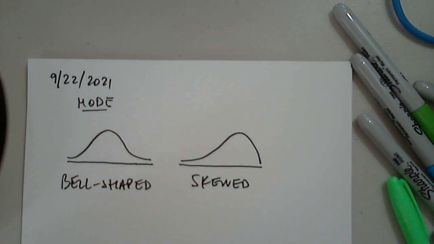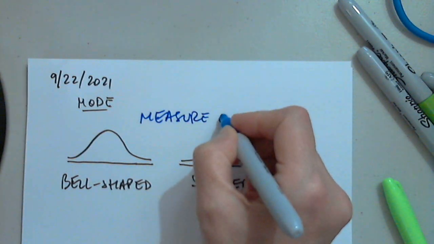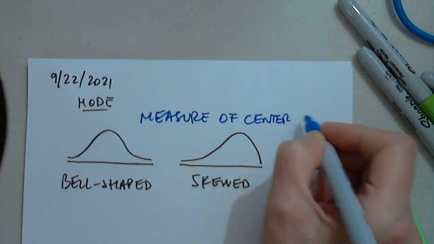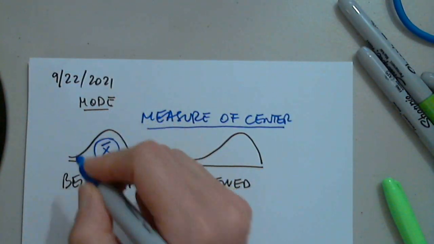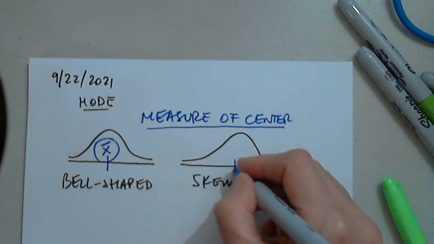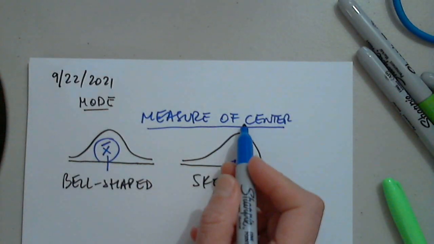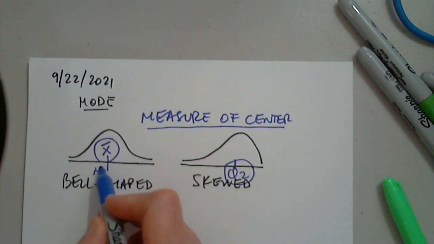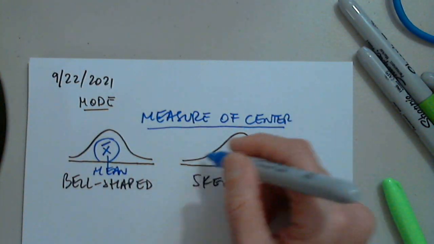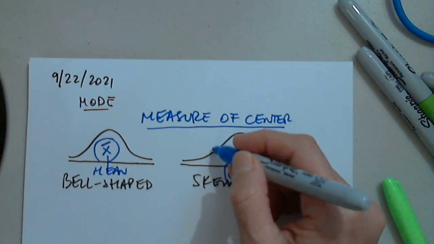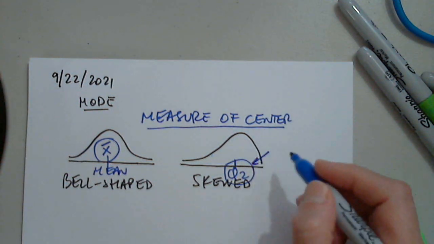Okay. For the measure of the center, here we will use the mean. Here we will use the median. It's also called Q2. So for the bell-shaped, for the measure of the center of the data, we use the mean. If it is skewed, the mean will be down here to the left. It's not a good measure of center. And for that reason, we're going to use the median.